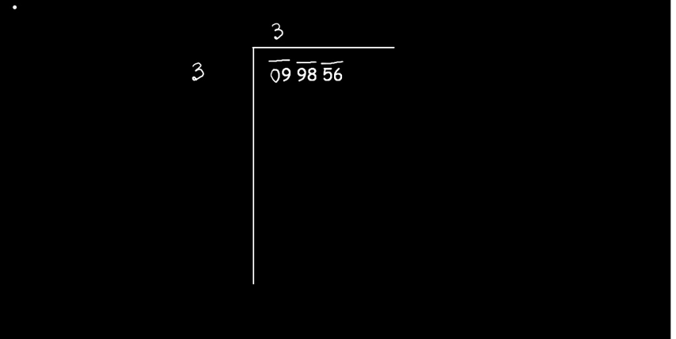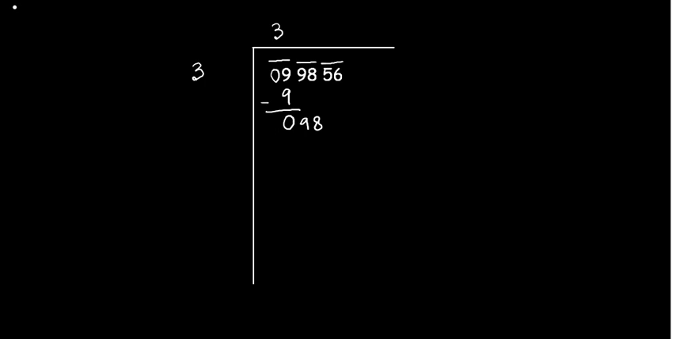So first let us multiply this. So 3 multiplied by 3 will give us 9. Now subtracting it, we will obtain the remainder as 0. And now bringing down the next period, 9 8. This is our new dividend.